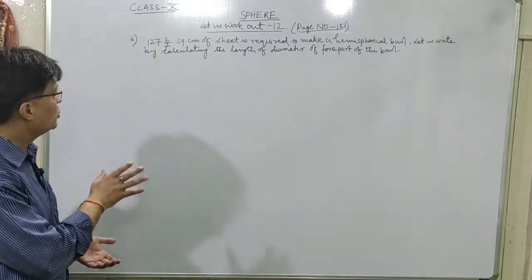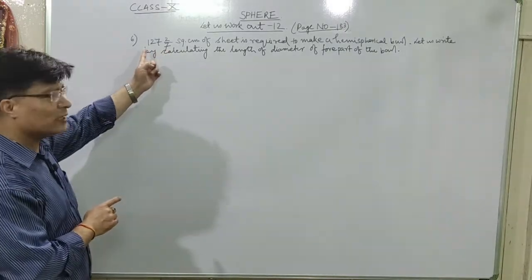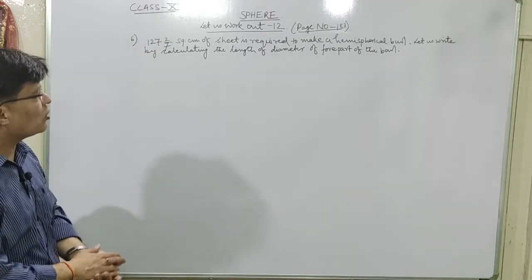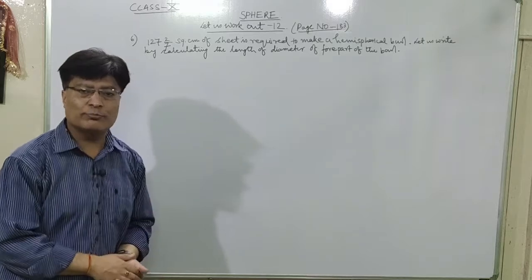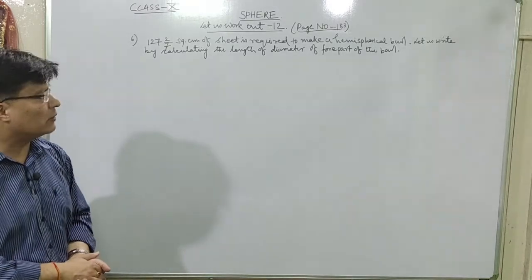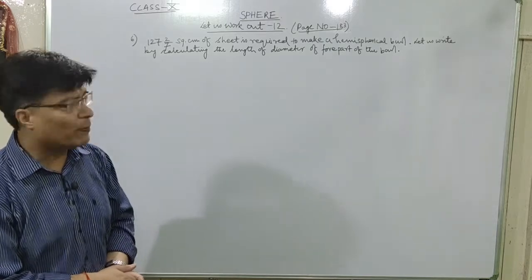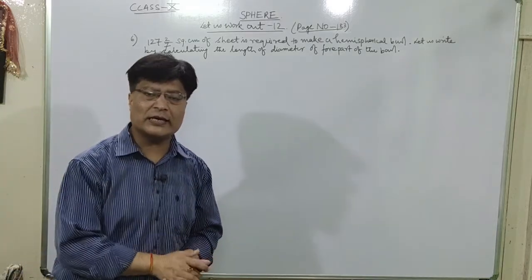Okay? So this much, that is 127 whole number 2/7 square centimeter of sheet is required to make a hemispherical bowl, right? So let us write by calculating the length of the diameter of the forepart of the bowl.